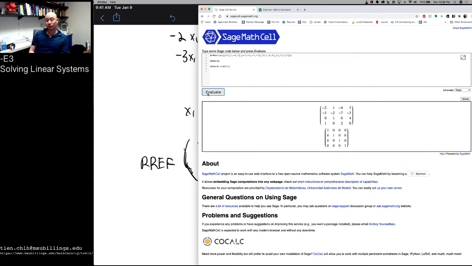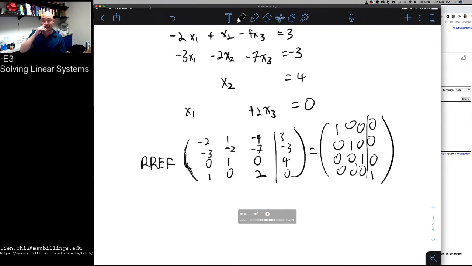And so when all is said and done, we have our reduced row echelon form, which is pretty much just 1s across the diagonal and 0 everywhere else. Okay, so coming back here, we're looking at this as a reduced row echelon form.